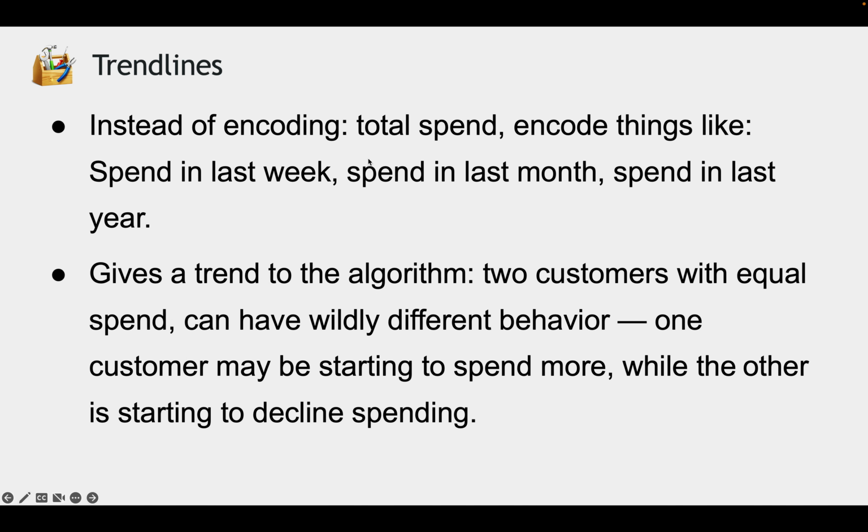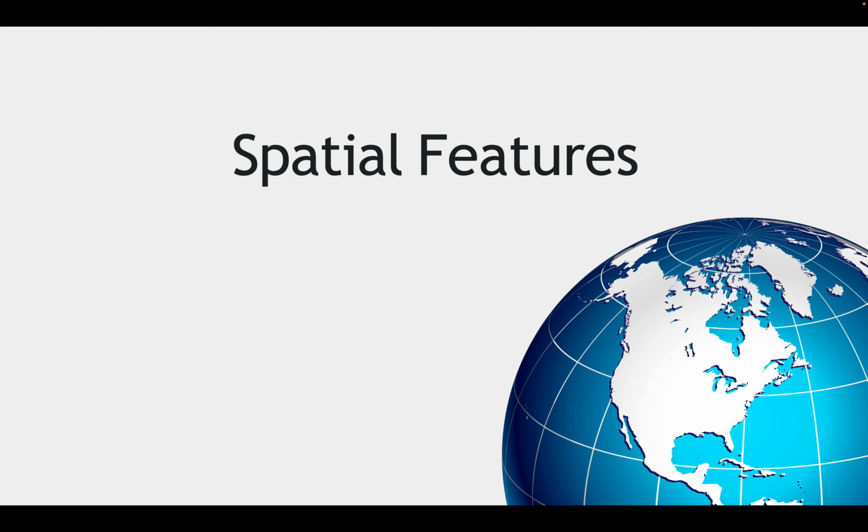Trend lines. Instead of encoding total spend, encode things like spend in the last week, spend in the last month, spend in the last year. This gives a trend to the algorithm. Two customers with equal spend can have wildly different behavior. One customer may be starting to spend more while the other is starting to decline spending.